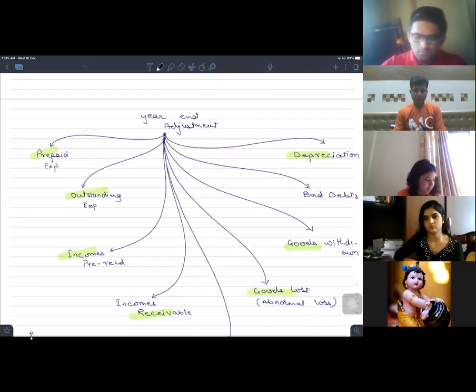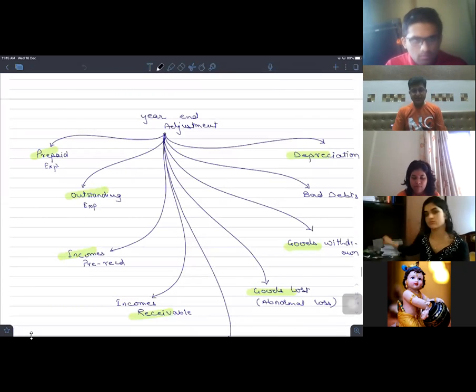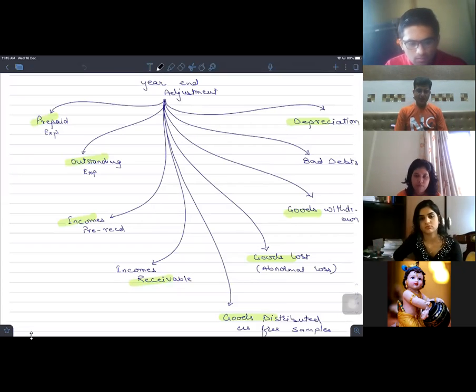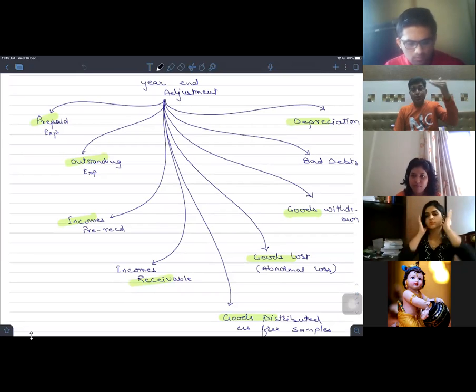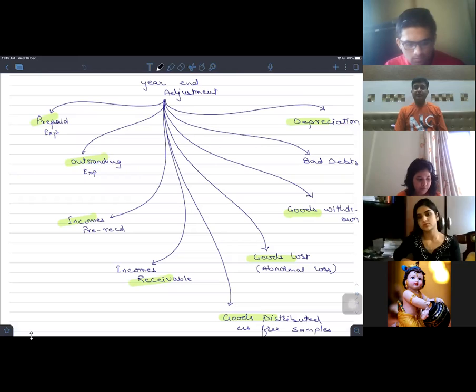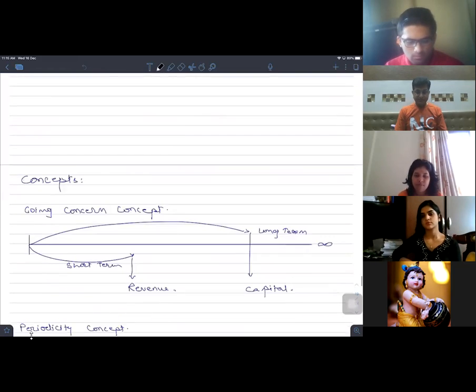Yeah, these were those. Year end adjustments: prepaid expenses, outstanding expenses, incomes pre-received, incomes receivable, goods distributed, goods lost, goods withdrawn, bad debts, depreciation. Do you remember this? At that time, I had given the note on this. On each of the items, we had seen the note and we had done the accounting entries on that. हर एक की अलग अलग accounting entry लिखी थी हमने.